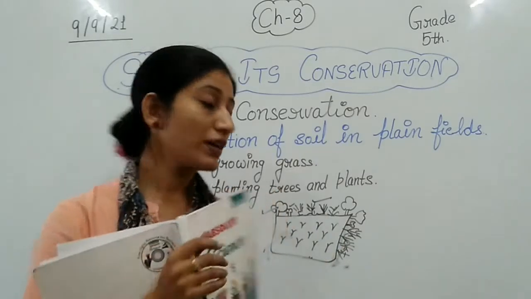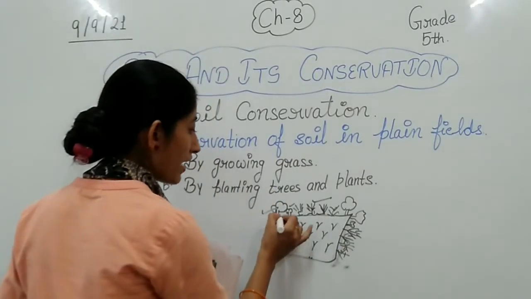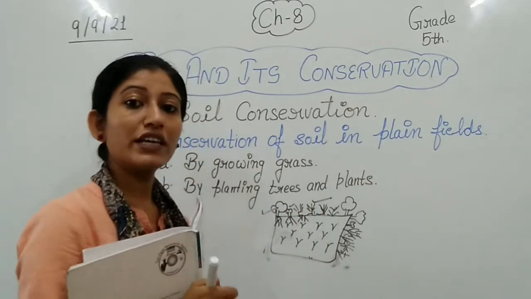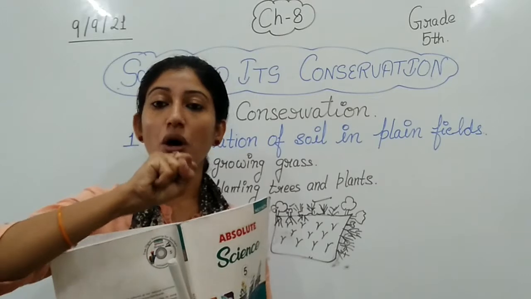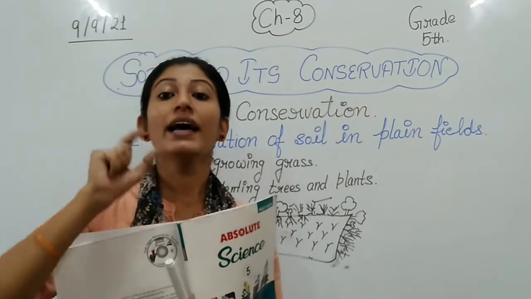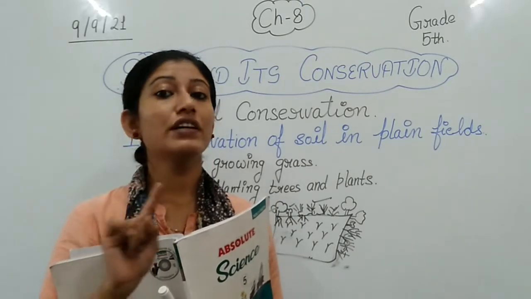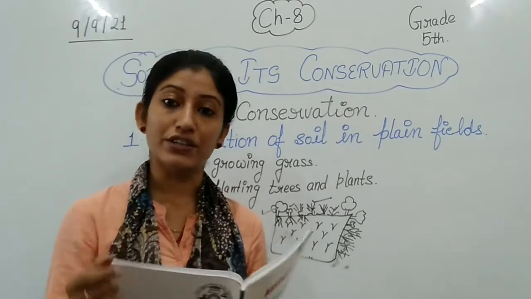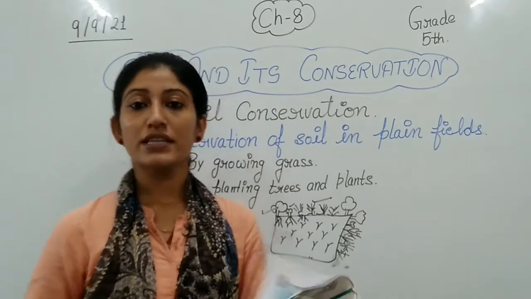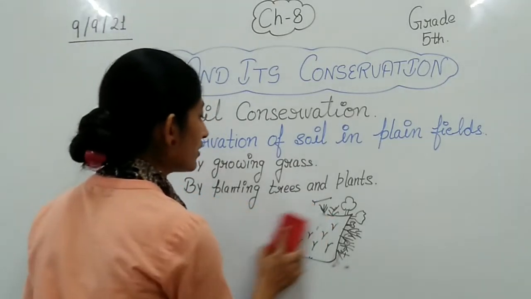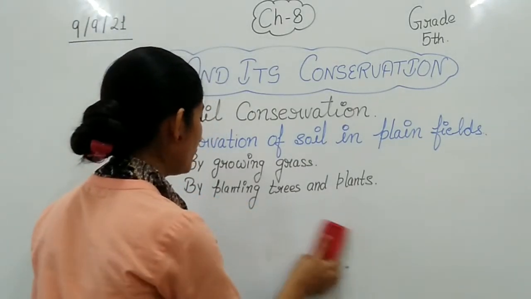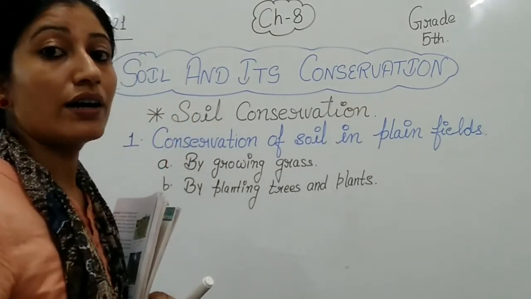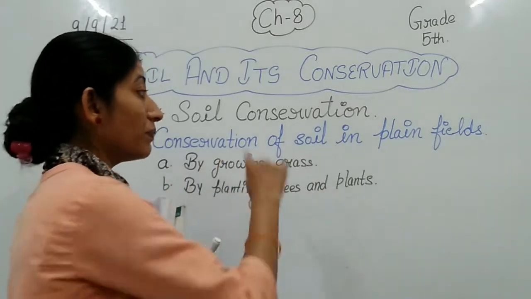As you know, roots will be there. Trees have roots, plants have roots, and bushes have roots. So these roots will bind the soil, and then it will not be so easy for the wind to carry away soil with it. Okay. So this is the second thing that we have understood, how we can protect the soil from erosion of the playfield.